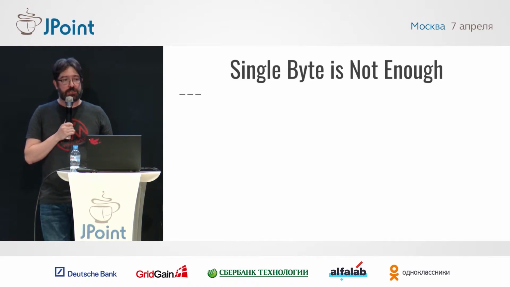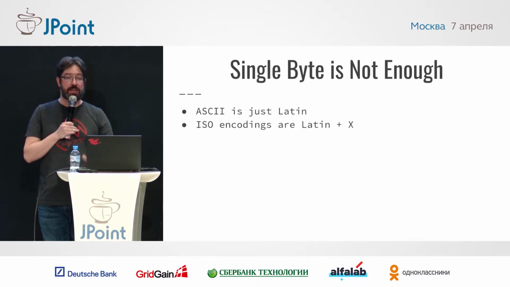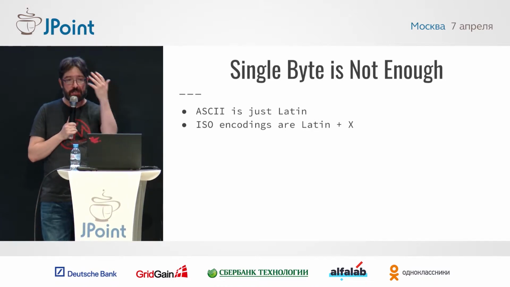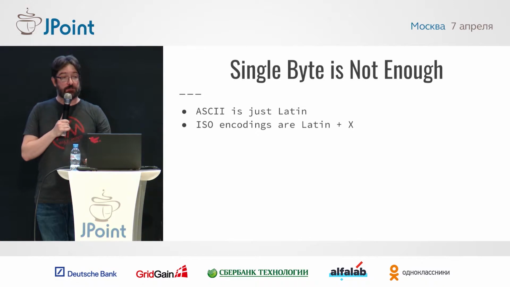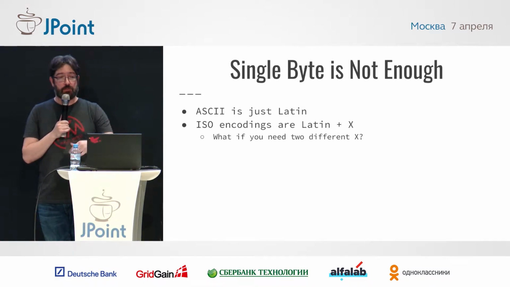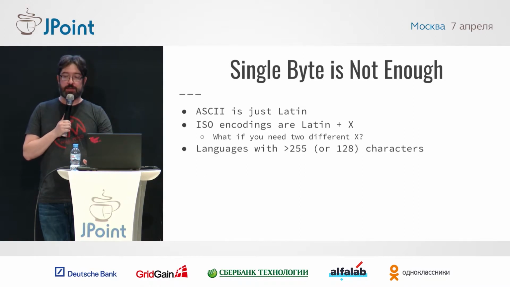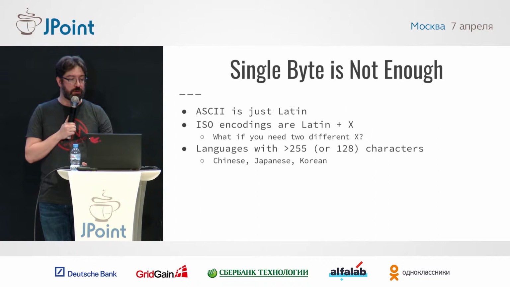So now we've largely just covered single byte encodings, which only work if you have an alphabet. So ASCII is just Latin characters. That's easy enough to fit into 7 bits. The ISO encodings are basically Latin characters plus some other character set. Now an obvious problem pops up. What if we want to represent another one? What if we want to represent Latin and 2 different alphabets? Well, it's not really easy to do, maybe not even possible with a single byte encoding. And then, of course, we get to languages that have way more than 255 or 128 characters, like Chinese, Japanese, Korean, and other Asian languages that may potentially need 1,000 or tens of thousands of positions to represent all of their characters.